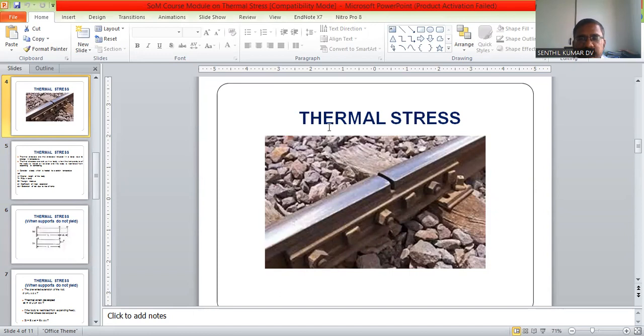If the expansion is restricted, there will be some stress developed in the material, so that when a train runs on the track, due to the heavy load and vibration of the train, there will be stresses developed in the rails and it may lead to failure. This is the reason why we are keeping some gap between the rails of the railway track.